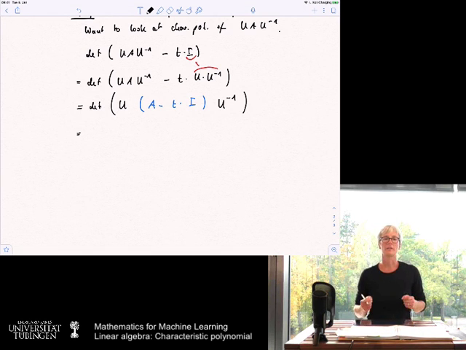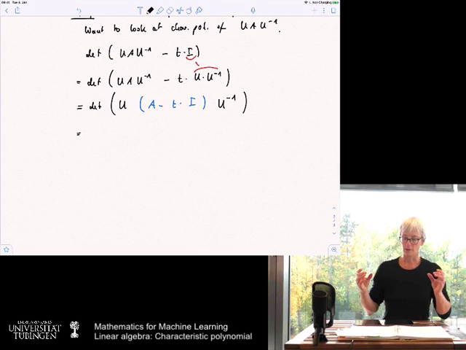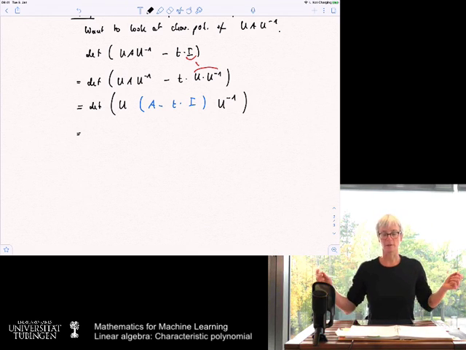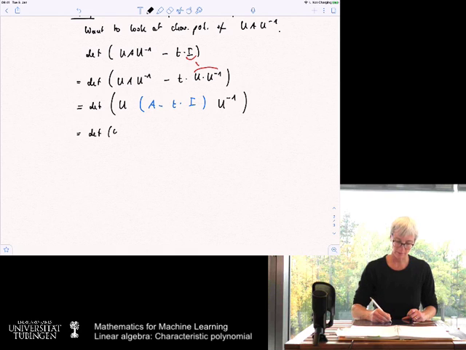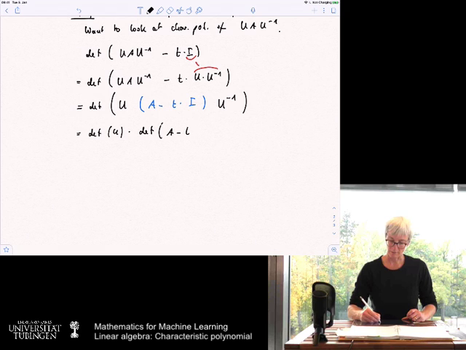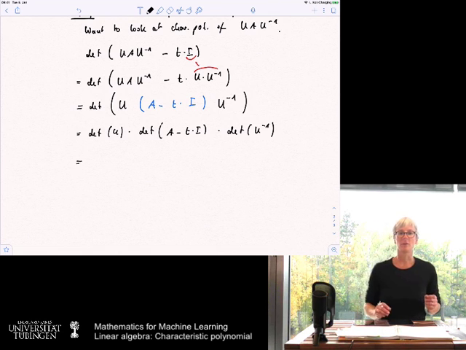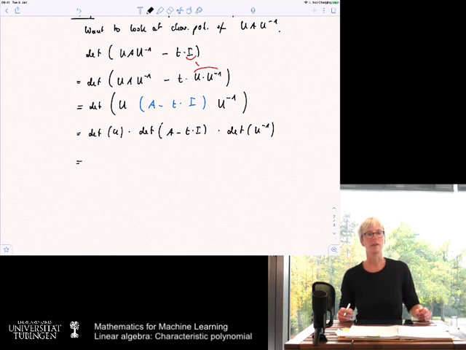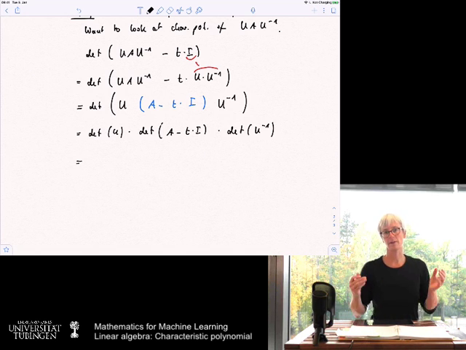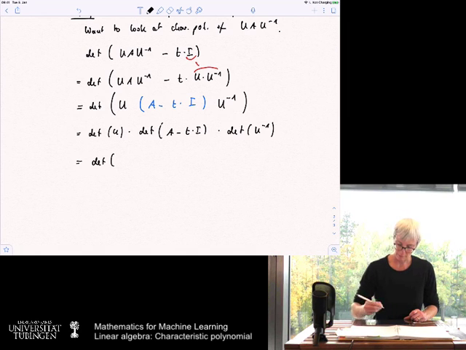We know that the determinant is multiplicative, so if we have a decomposition of the operator as a product, we can write it as a product of the determinants. So this is the determinant of U times the determinant of the blue object A minus T times the identity times the determinant of U minus 1. And now finally, I hope everybody sees this now, the determinant of U and the determinant of U minus 1 cancel. Together they give 1 because they are the inverse of each other. So all that's left is the determinant of A minus T times the identity.